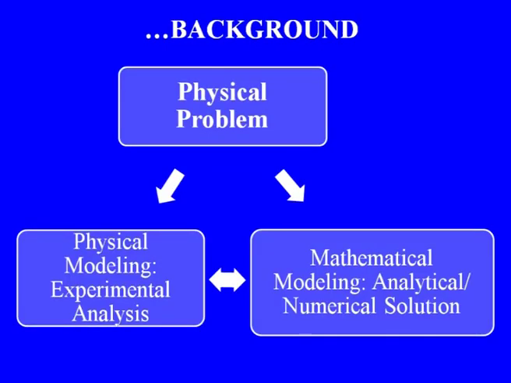The second aspect is we make a mathematical model and try to perform analytical analysis if we can. If analytical solution is not possible, we can also have a numerical solution. And the way these arrows indicate is that both of these, physical modeling, that's experimental analysis, and mathematical modeling, they both support each other. They do not exist in isolation. One is not a replacement of the other.